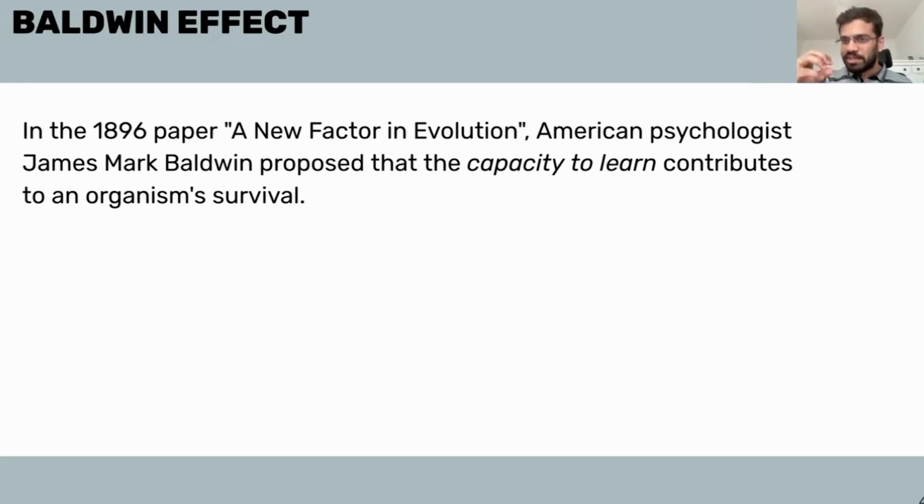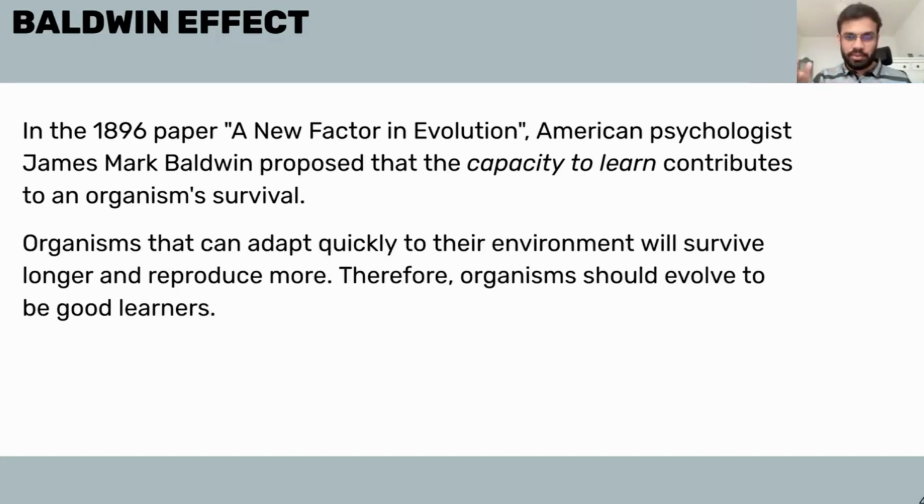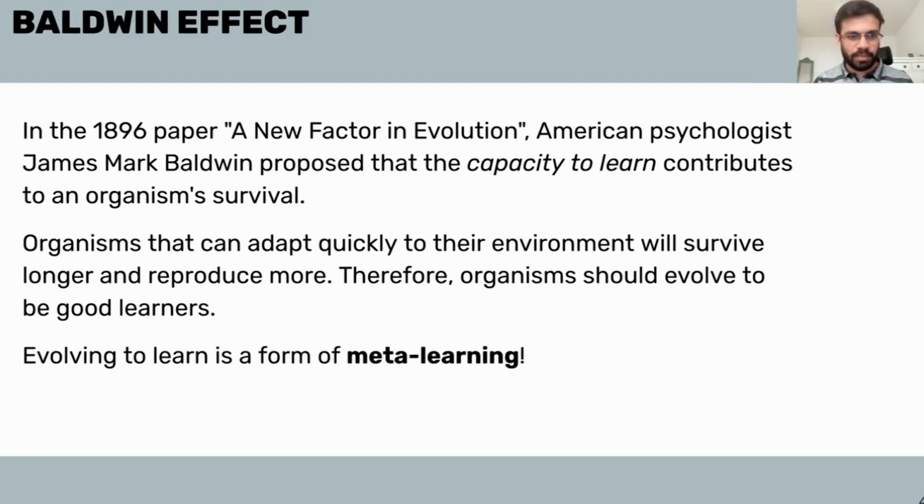So we have these beaks and all of that, right? Those are static priors, right? You're giving some physical abilities to the creature, but on top of that, we have learning abilities. And in 1896, the psychologist Baldwin proposed that the capacity to learn contributes also to the organism's survival, because then, given a new situation, you can immediately adapt. Right? Not over species level adaptation with mutations, but within a life. So organisms that adapt quickly will survive longer and reproduce more, and therefore organisms should evolve to be good learners.